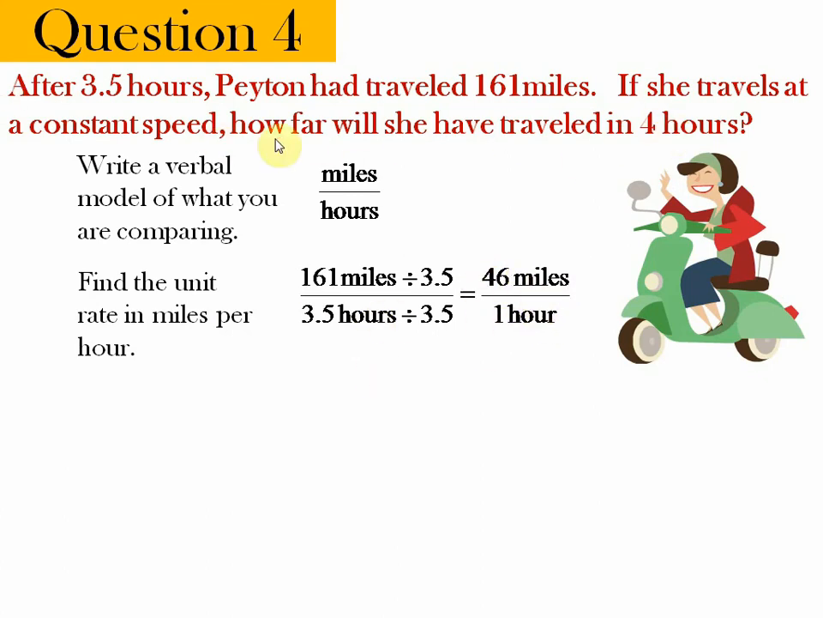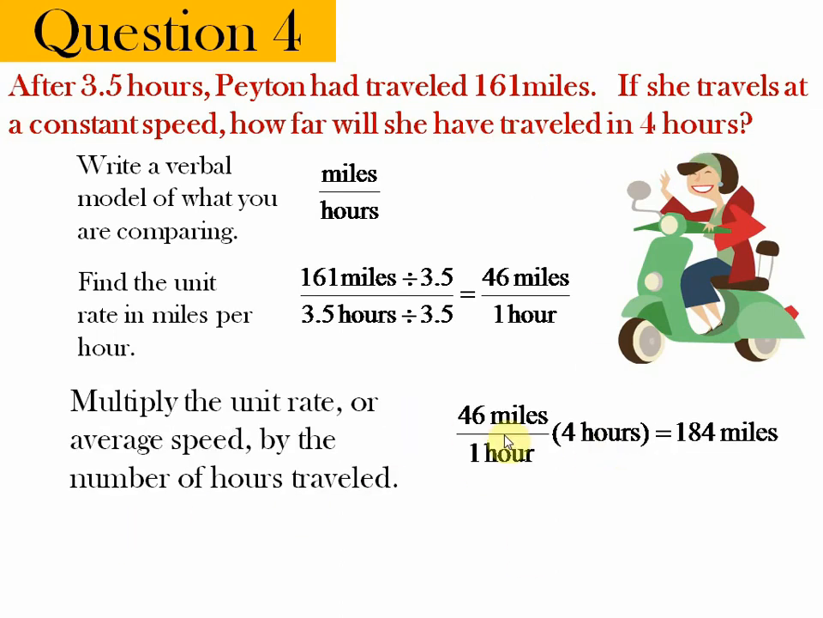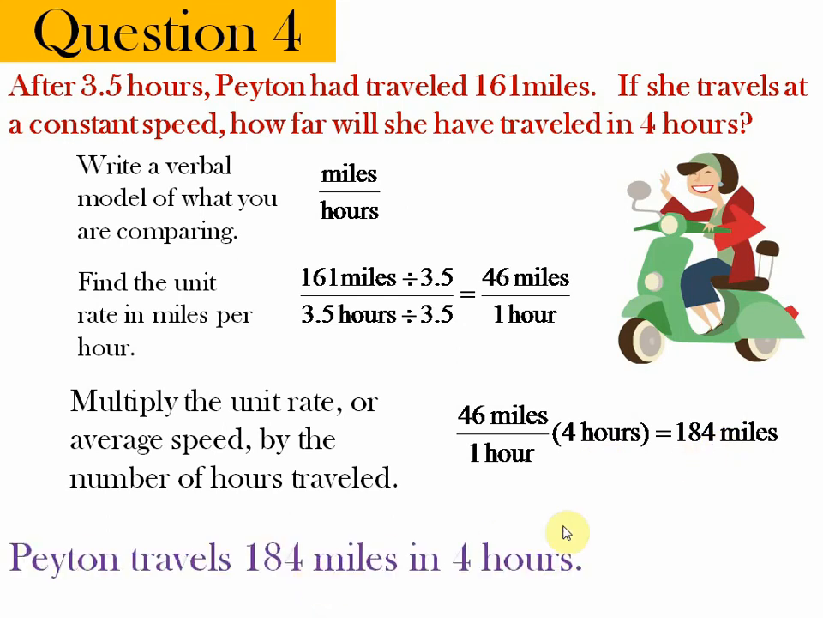Now, how far will she have traveled in 4 hours? We just multiply by 4. So 46 miles in 1 hour multiplied by 4 gives 184 miles, the distance traveled in 4 hours. So first we have to calculate Peyton's distance per hour, which is 46 miles per hour. In 1 hour she travels 46 miles, and in 4 hours she travels 184 miles. So the answer is 184 miles in 4 hours.